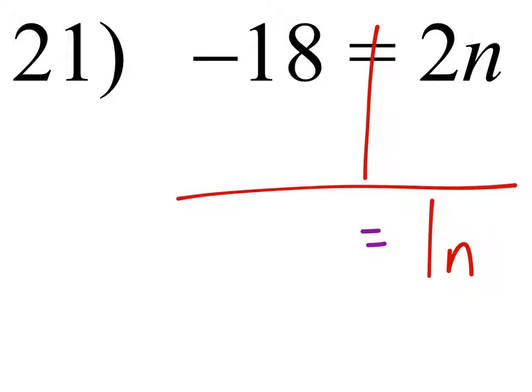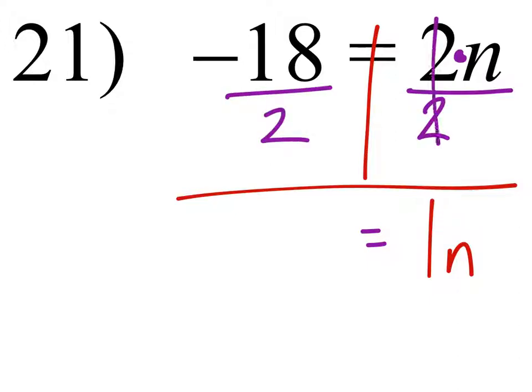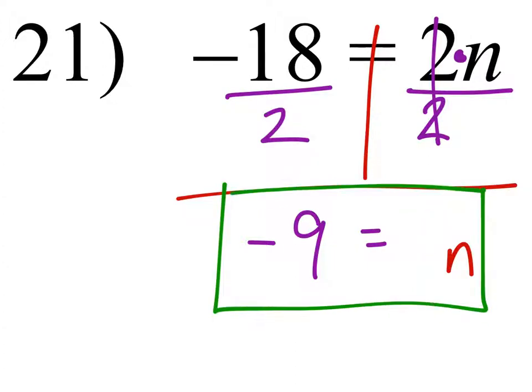Alright, so remember that the inverse operations, if we have multiplication, the inverse operation is division. What operation is between the 2 and the n? Multiplication. So what operation should we use to get rid of it? Division, specifically by 2. Because 2 divided by 2 is 1. So negative 18 divided by 2 is negative 9. But of course, we can get rid of that 1 and just say that n equals negative 9.